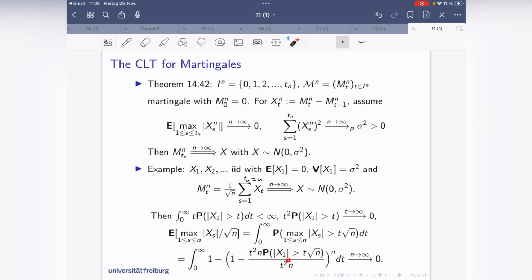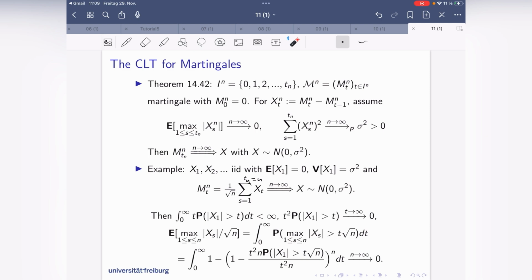And this thing here is t squared n. So this is essentially 1 minus something very small divided by t squared n, to the power of n. That converges to 1, because that's connected to the exponential limit. That would converge to 1 pointwise, and 1 minus 1, okay, that's 0. Integrating over 0 gives 0.